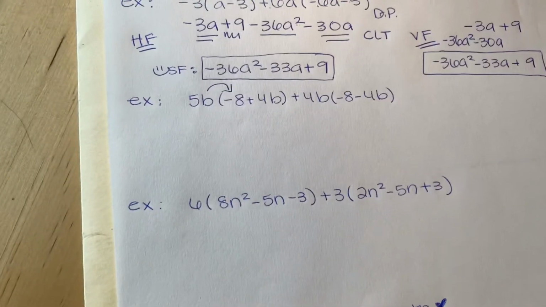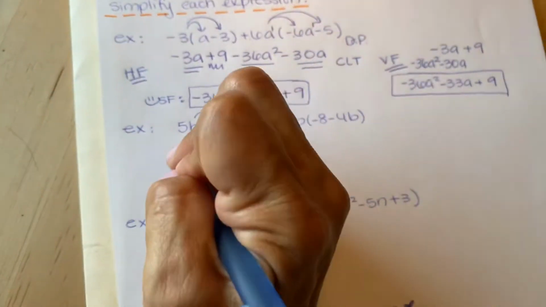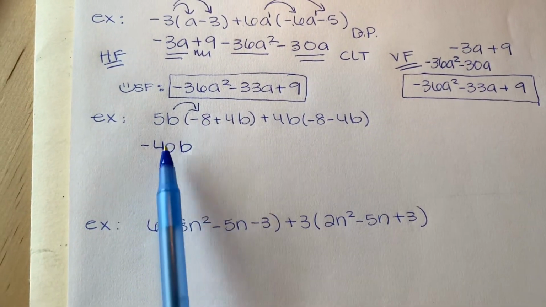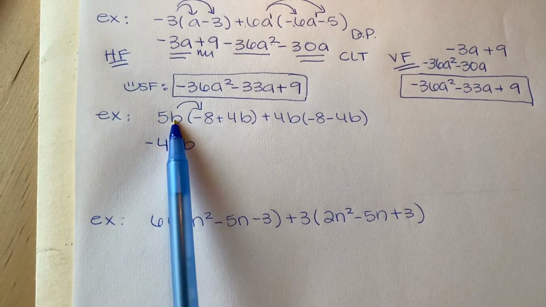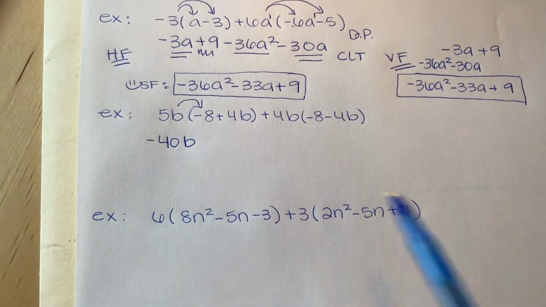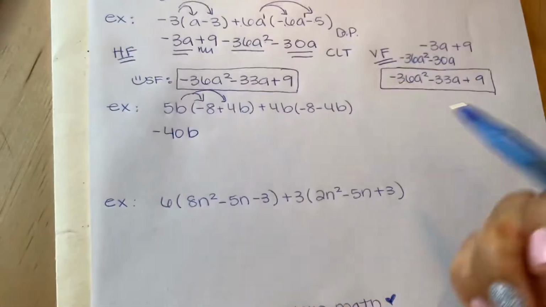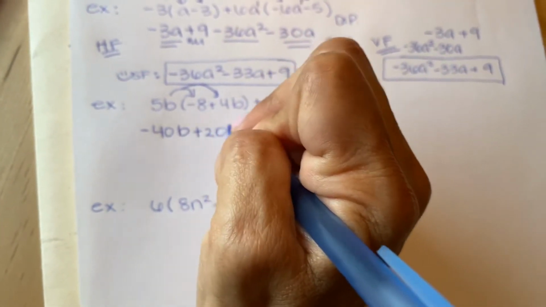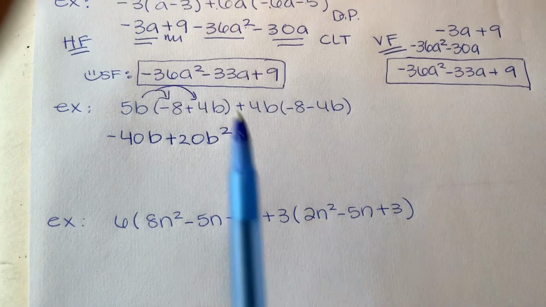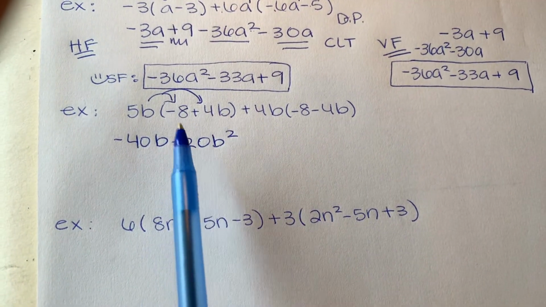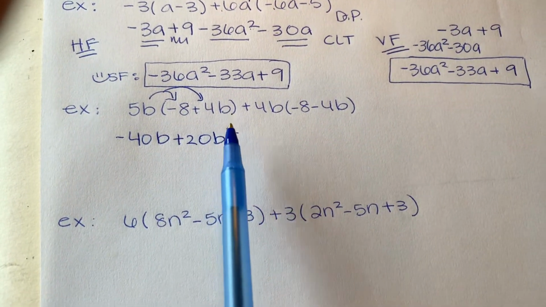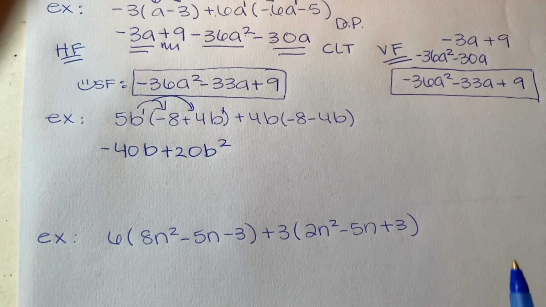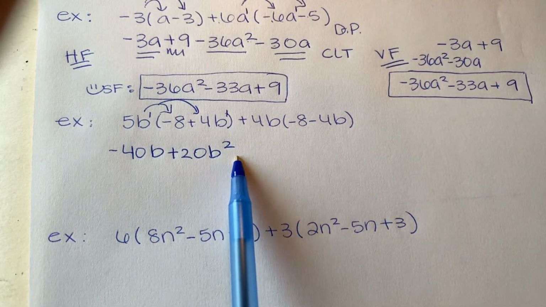So distribute, right? So I get negative 40b, right? 5 times negative 8 is negative 40. B, no B, so 1B. Okay, so next, 5B times 4B is 20B squared, right? 5 times 4 is 20. B1, B1, B2, right? 1 plus 1 is 2.